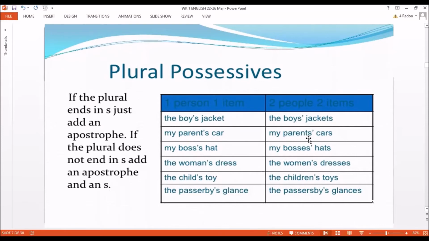Parents. It ends in S, so add apostrophe. Bosses. It ends in S, so just add apostrophe. Women. It does not end in S, so we add apostrophe S. Children. It does not end in S, so we write apostrophe S. Passers-by. It does not end in S, so we add apostrophe S. So let's practice.